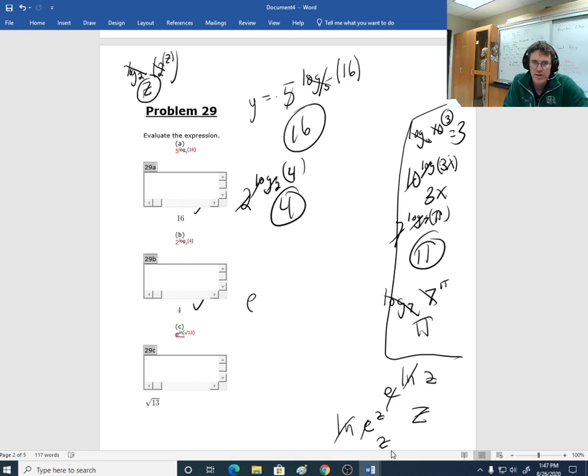And this one is e to the ln of the square root of 13. Well, those are opposite operations. Boom, radical 13. That easy for that one.